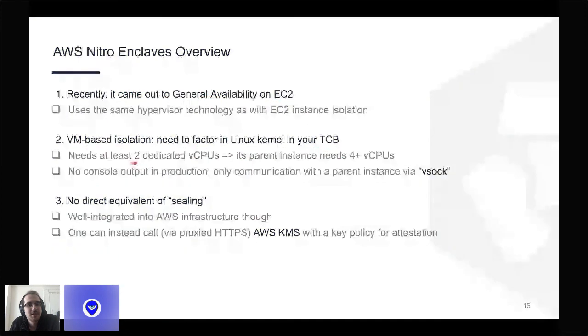So you need to dedicate some of the CPU that you have. You need at least 2 virtual CPUs for that enclave, so the parent instance needs at least 4. And the enclave doesn't have any I/O. So in the production mode, you don't even have a console output. For the debug mode, you have a read-only output.